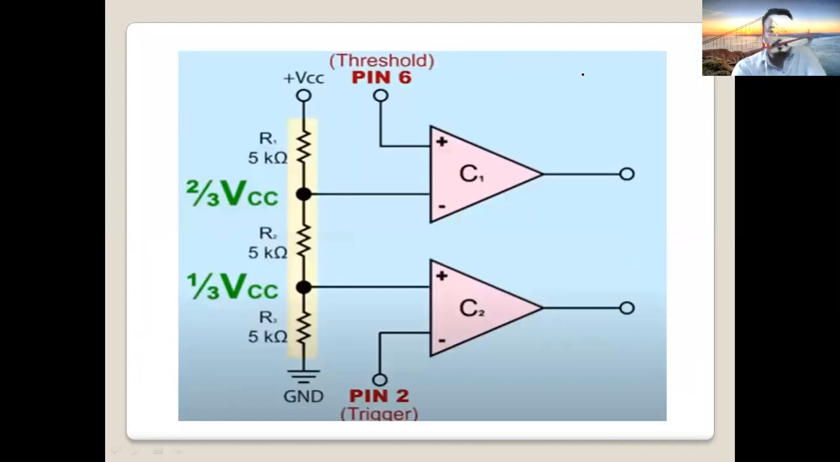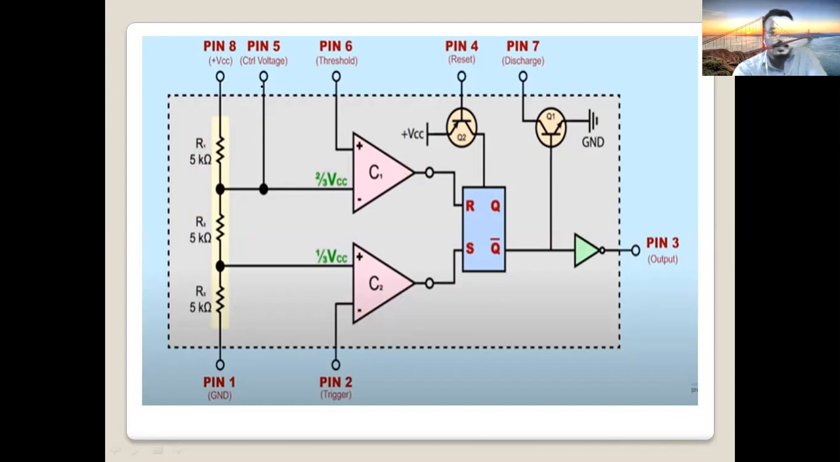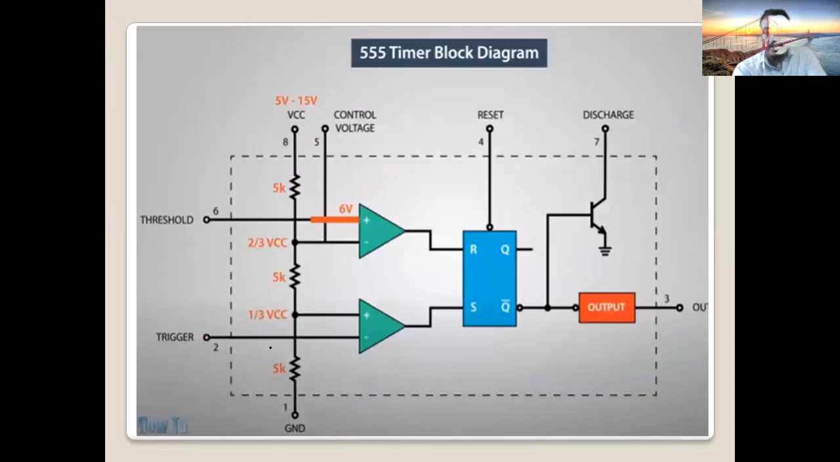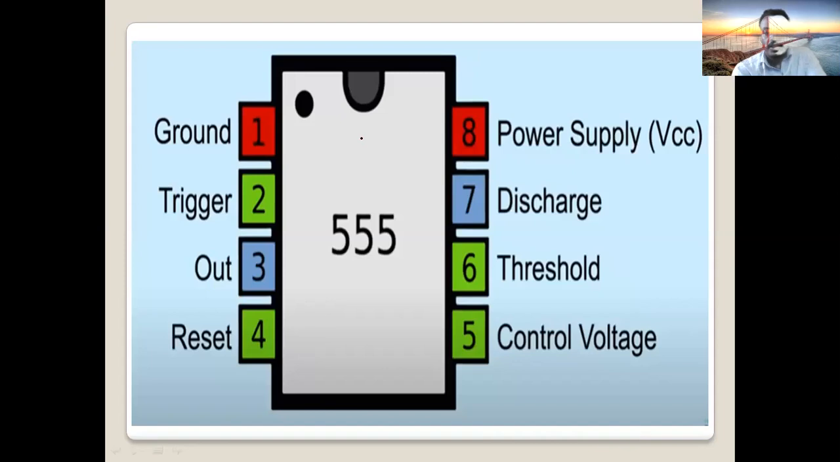As you can see here, the first part, this part, we call it what? The voltage divider part, which connects to which pins? Pin 8 is connected to this system, and pin 1 is connected to this system. So internally, when you see this timer, pin number 1 and pin number 8 are connected to the first system, our voltage divider system.